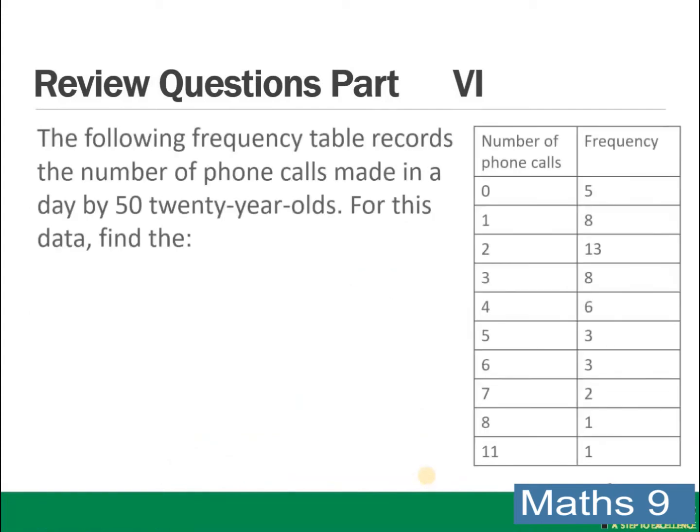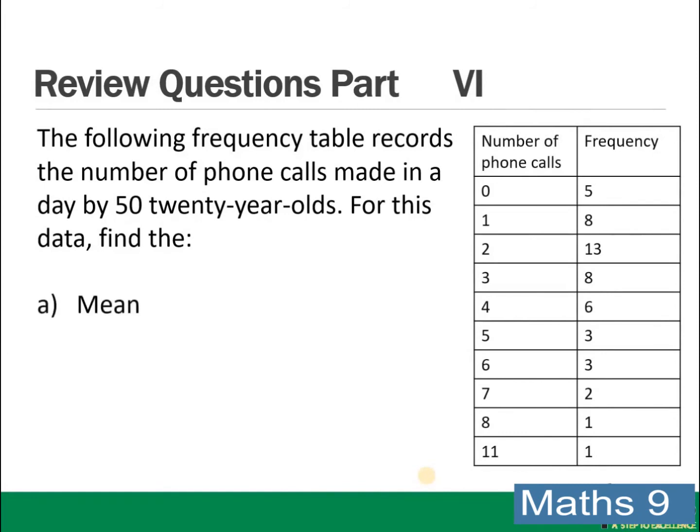Part 6. The following frequency table records the number of phone calls made in a day by 50 20-year-olds. For this data, find the mean, mode, and median. Pause the video whilst you work them out. Here are the answers. The mean is 2.96, the mode is 2, and the median is 2.